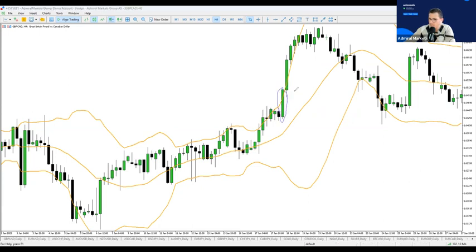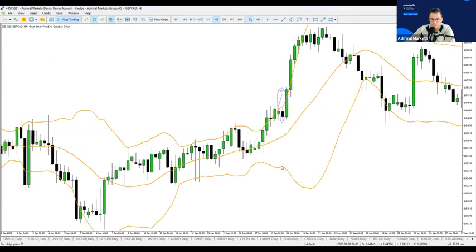I hope everyone can see it. The price closes outside of the band to the upside. If we look at the opposite direction, so we are here and we see that the band turned to the downside. It didn't stay in the same straight line. It turned downwards.